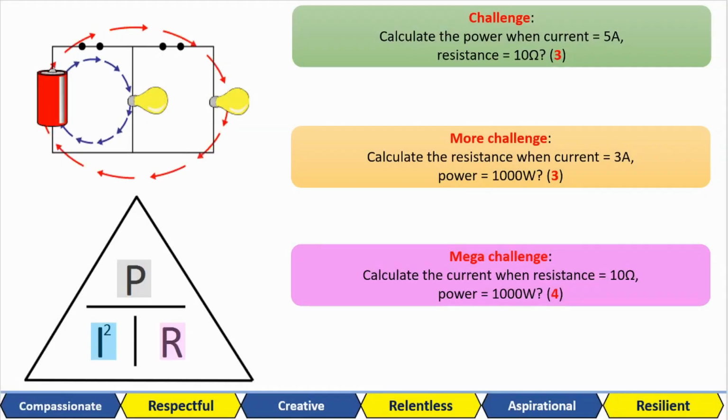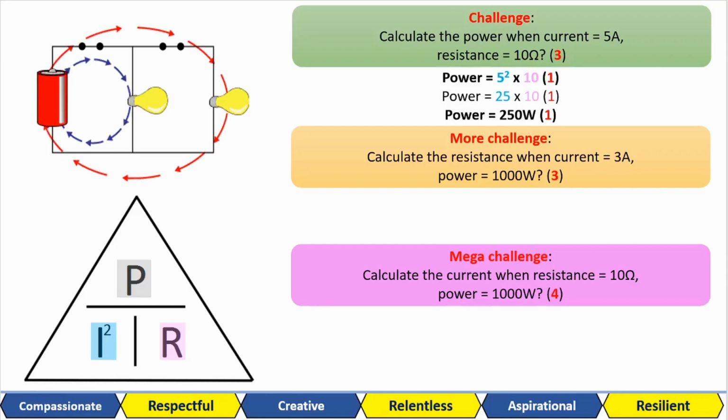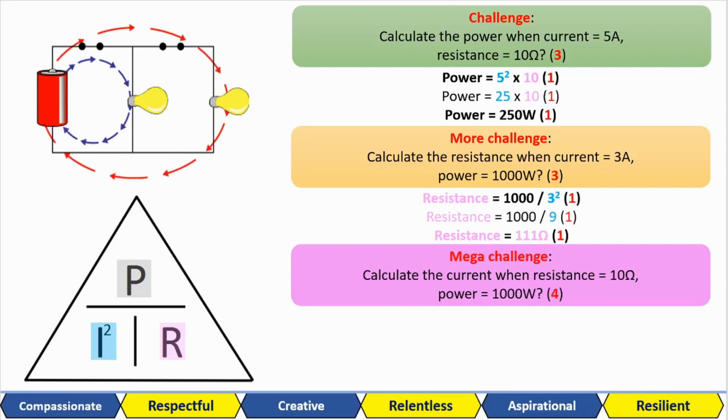Power is the current squared times the resistance. Subbing our numbers and squaring the current will lead to 250 watts. Resistance is the power over the current squared. Subbing our numbers and squaring the current will give us 111 ohms.